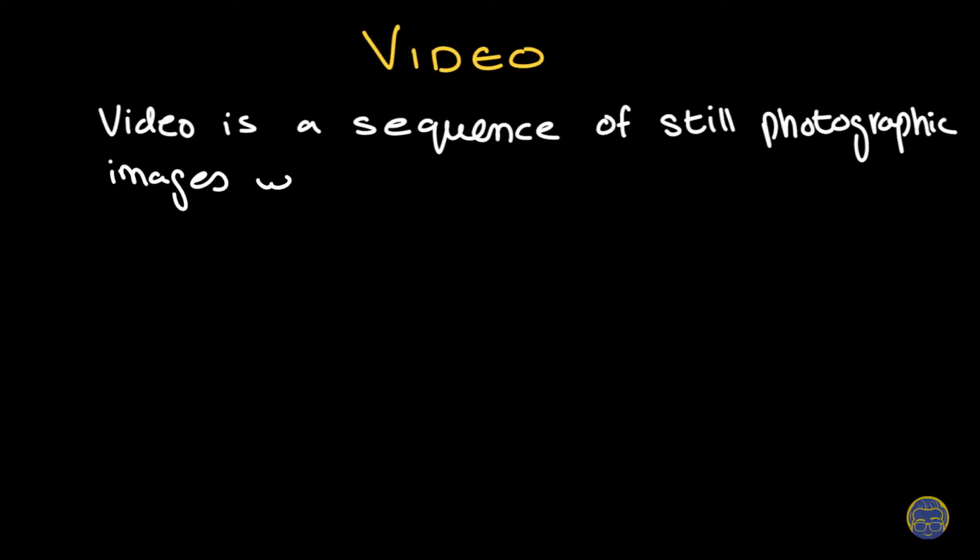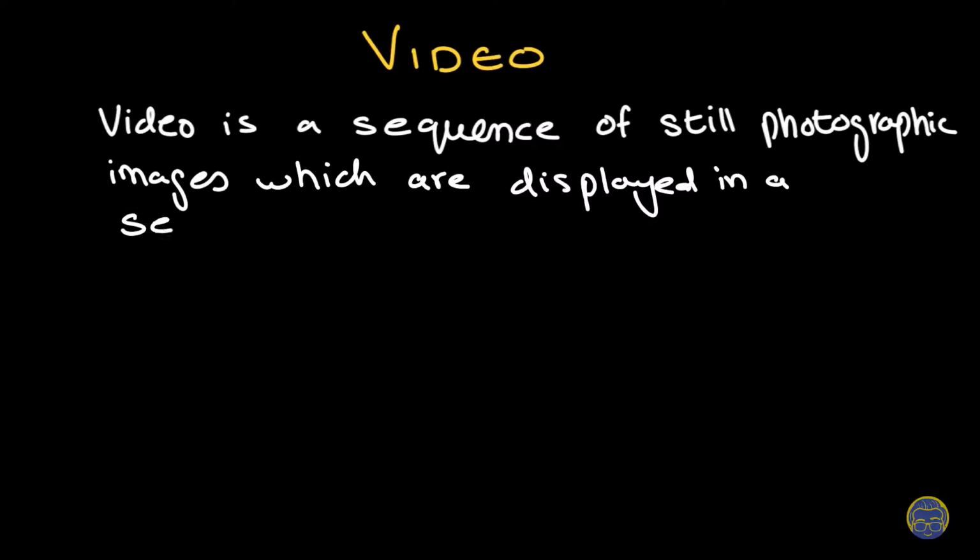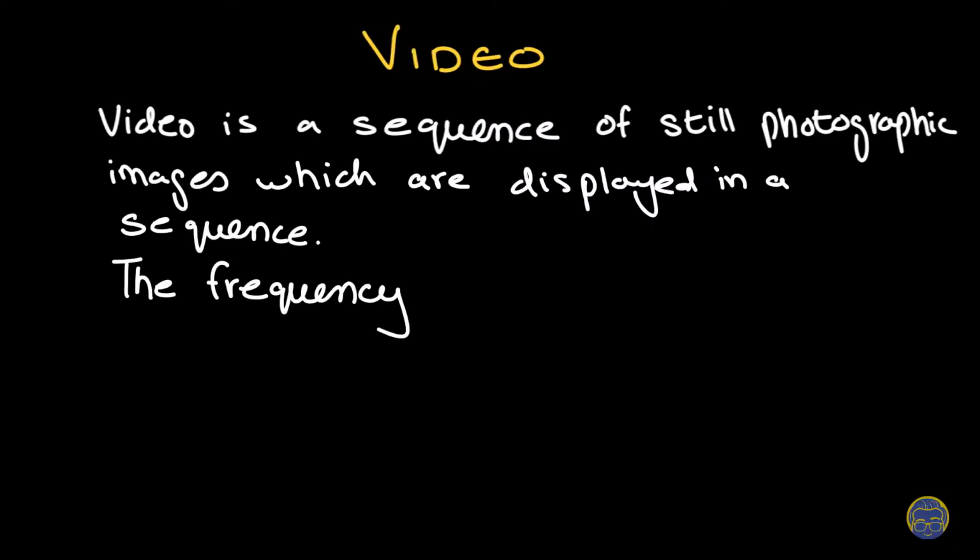A video is a sequence of still photographic images which are displayed in sequence. The frequency with which they are displayed gives the appearance of continuous motion, and what is contained on individual frames is not apparent. The frequency with which the frames are displayed is called the frame rate. A continuous effect to the human eye is achieved with a frame rate of 25 frames per second or maybe higher.